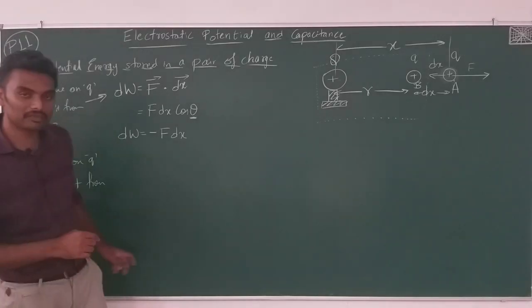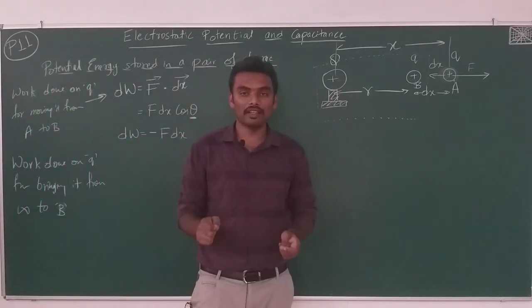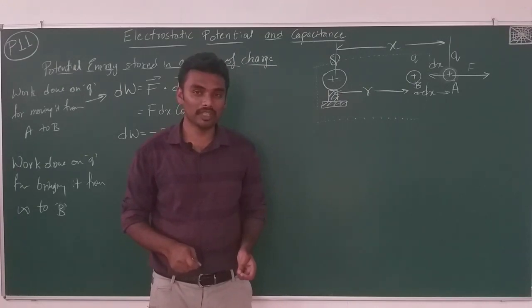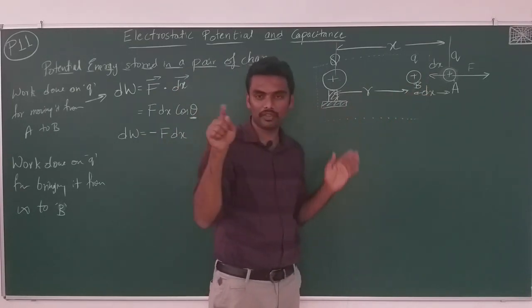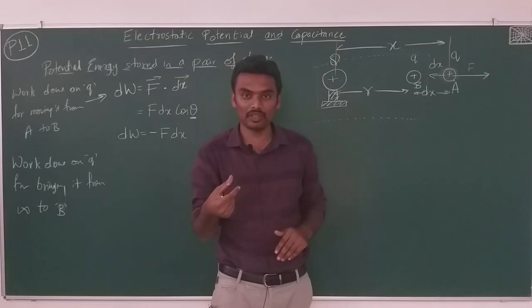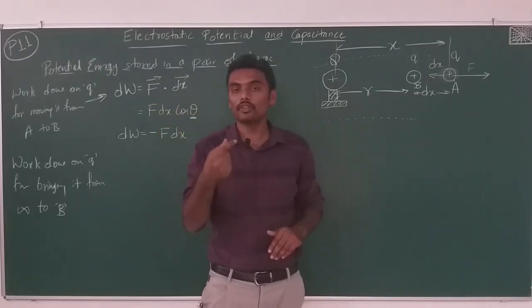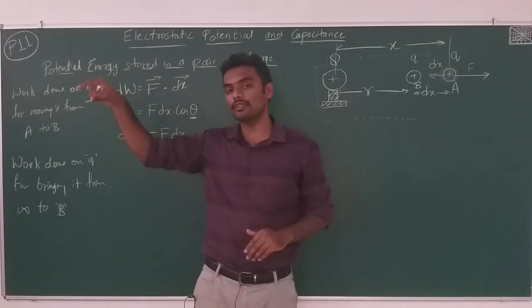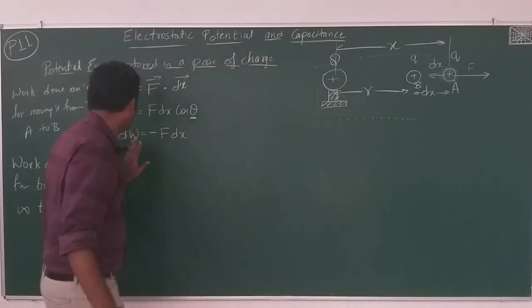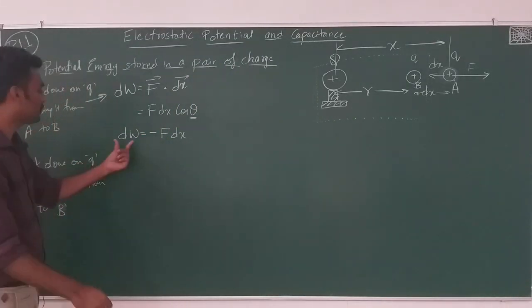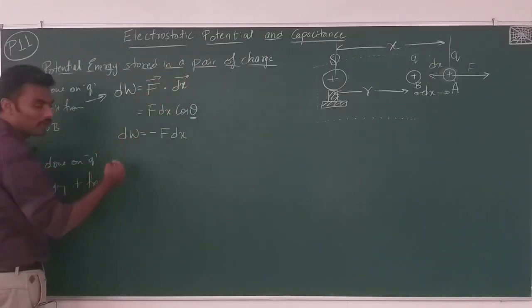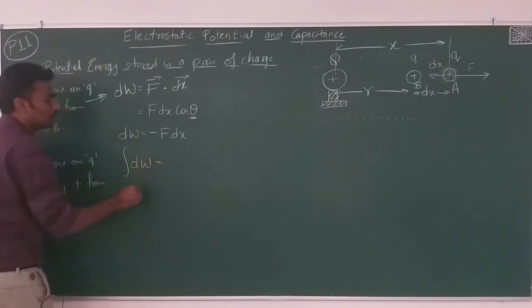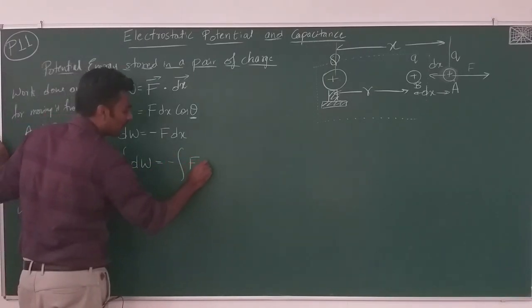Why am I considering infinity? Because the system is only relaxed when there is no electrostatic force acting between them, and the electrostatic force will only be zero if the distance between them is infinity, right? F is equal to 1 by 4 pi epsilon q1 q2 by r squared. q1 is not becoming zero, q2 is not becoming zero, so only when r becomes infinity can you get the force as zero. Now you have dW is equal to minus f dx, which is the small work done. The net or total work done in order to bring the charge from infinity to that point shall only be obtained by integrating, right? So integral of dW is equal to minus integral of f dx.